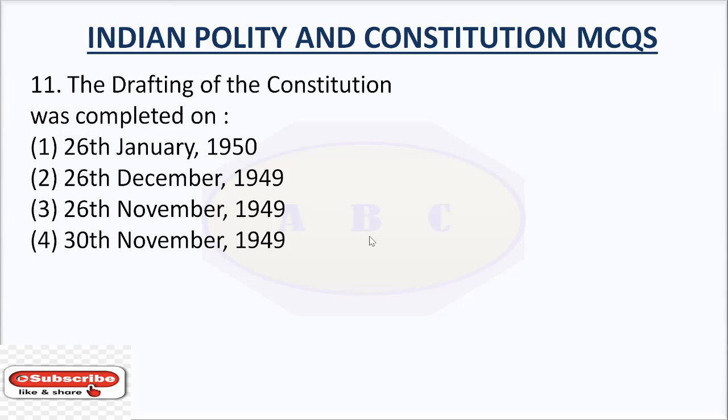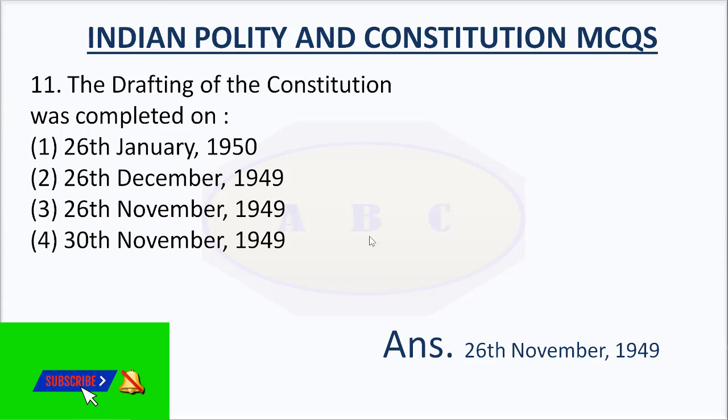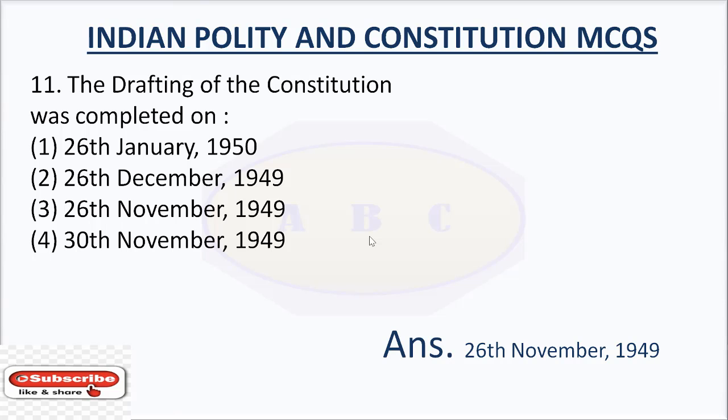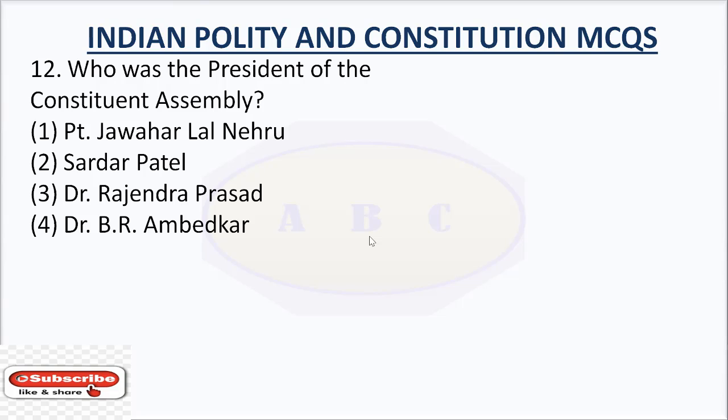Question number 11. The drafting of the Constitution was completed on. The right answer is 26th November 1949. On 26th November 1949, the process of drafting was completed and Constituent Assembly adopted the Constitution. 284 members signed the document and the process of constitution making was complete.